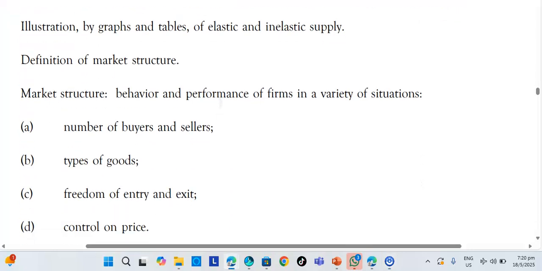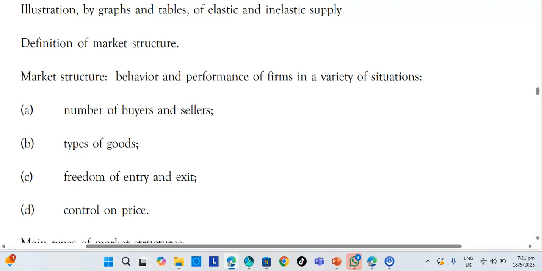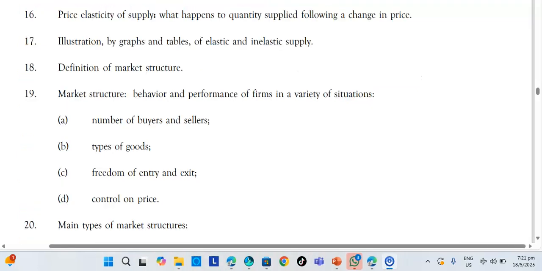All right, so now we're going to look at the definition of market structure. Now, the first thing we need to establish is what is market structure. A market structure refers to the organizational and competitive characteristics of a market. It describes how firms operate, how prices are determined, and how goods are sold based on factors such as the number of sellers, the type of product, barriers to entry, and price control.